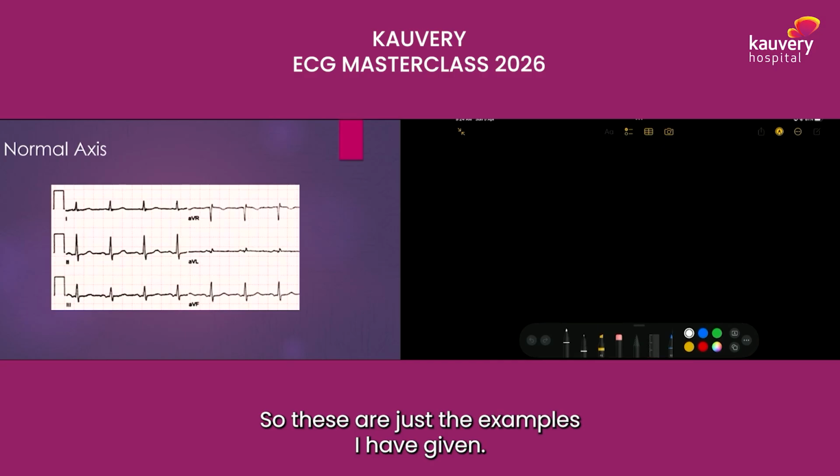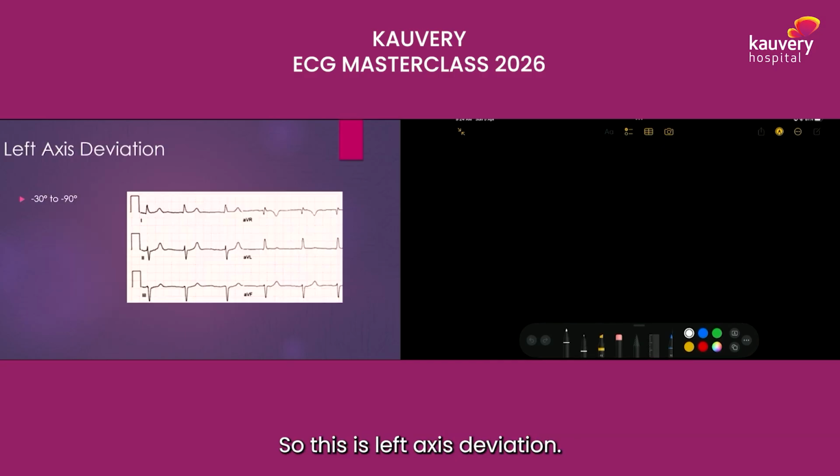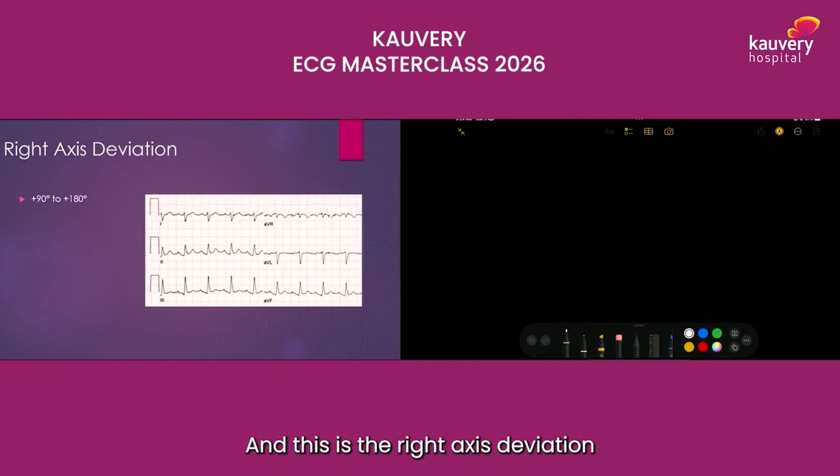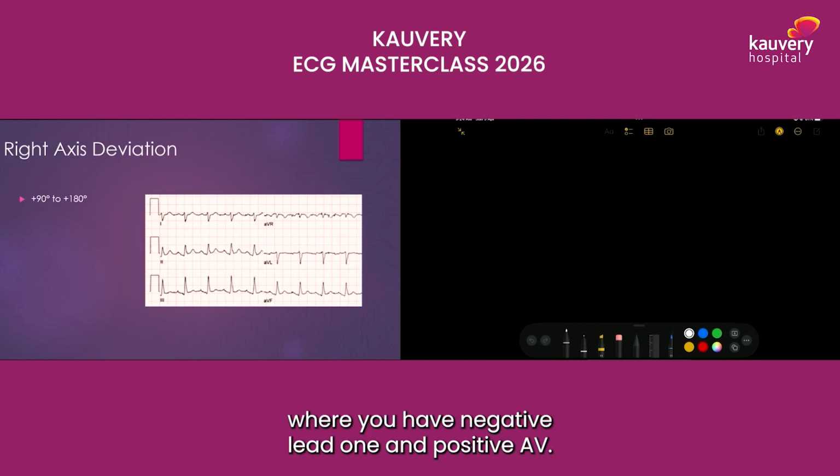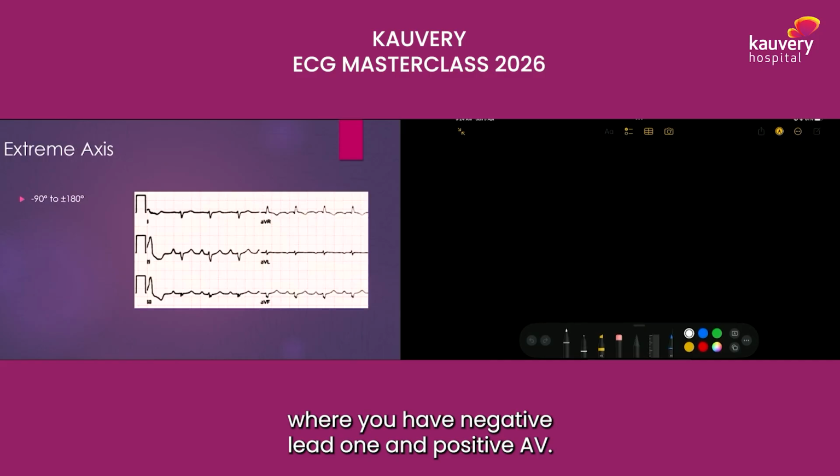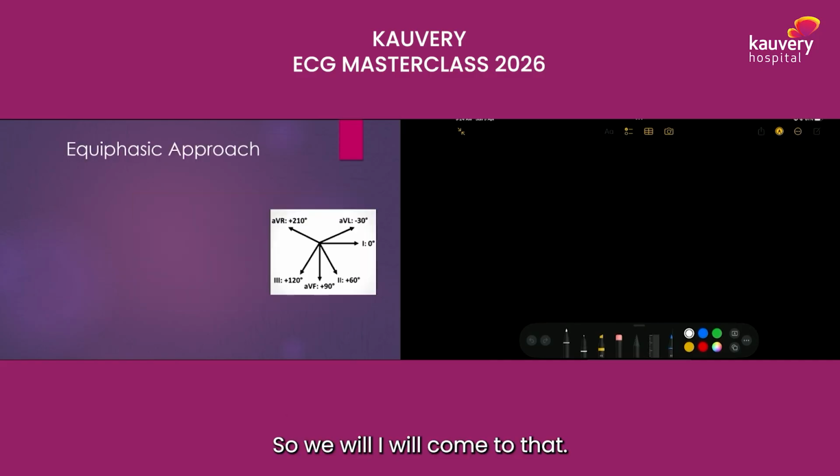These are just examples I have given. This is left axis deviation: you have negative AVF and positive lead 1. And this is a right axis deviation where you have negative lead 1 and positive AVF. I will come to that. I have one ECG to show. I'll come to that once I discuss the second method.